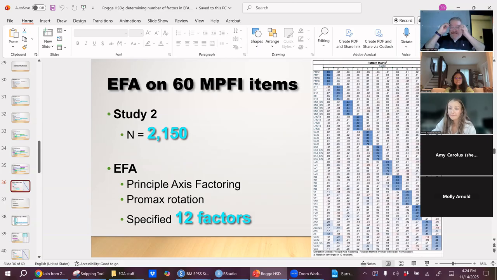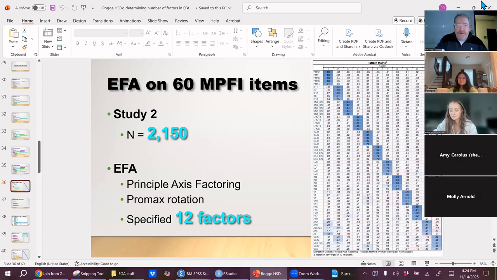So this is in study 2 of the development study for the MPFI. And you can see when we specified 12 factors, there were beautiful, strong loading patterns on the factors and very little cross-loading. At least once you control for the correlation amongst the factors, there's not much additional cross-loading.